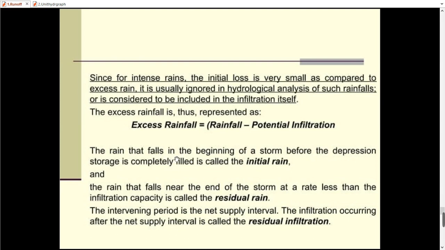The rain that falls in the beginning of a storm before the depression storage is completely filled is called initial rain. The rain that falls near the end of the storm at a rate less than the infiltration capacity is called residual rain. The intervening period is the net supply interval. The infiltration occurring after the net supply interval is called residual infiltration. So you have to understand first of all what the meaning of infiltration is.